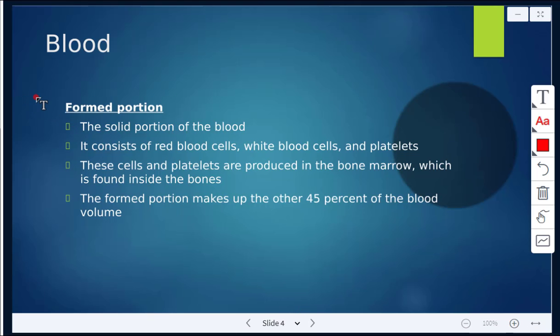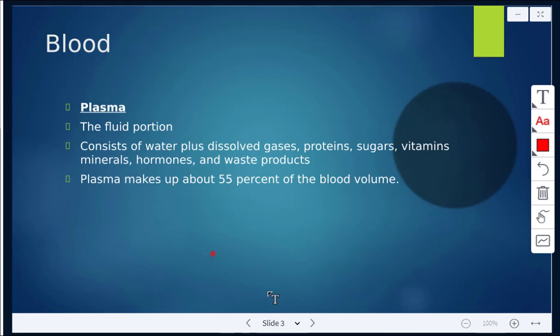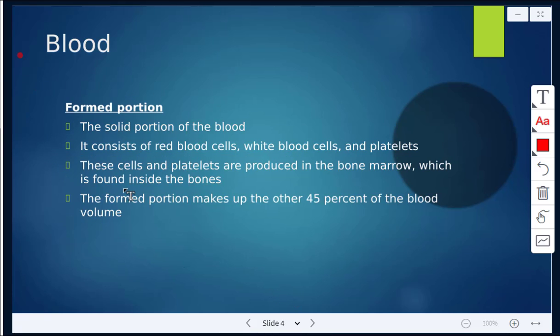And then the formed portion, it's the solid portion of the blood. So this is the red blood cells, the white blood cells, and the platelets. These cells and platelets are produced in the bone marrow, which is found inside the bones. And the formed portion makes up the other 45% of the blood volume. All right, so 55% is the fluid, and then 45% is this solid portion.